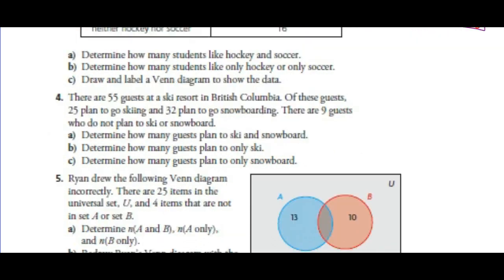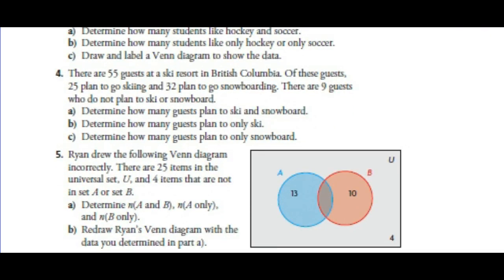There are 55 guests at a ski resort in British Columbia. Of these guests, 25 plan to go skiing and 32 plan to go snowboarding, and there are 9 guests who do not plan to ski or snowboard. How many guests plan to do each? So we're going to answer any questions to deal with this. We're going to start off with the Venn diagram.